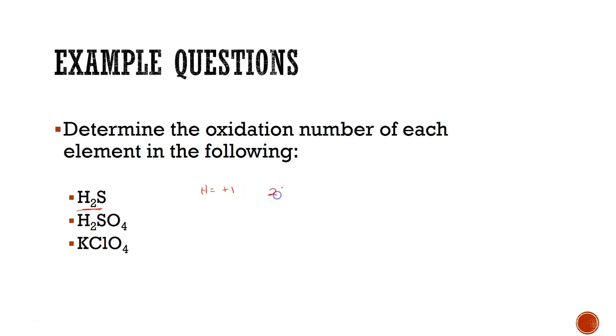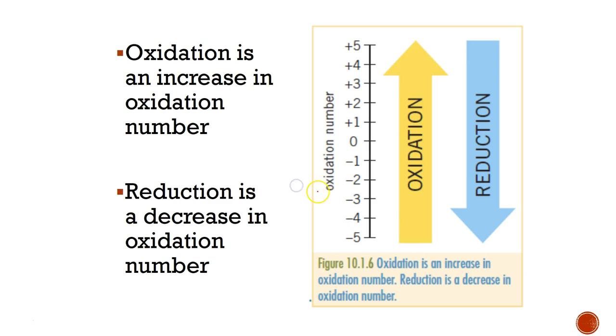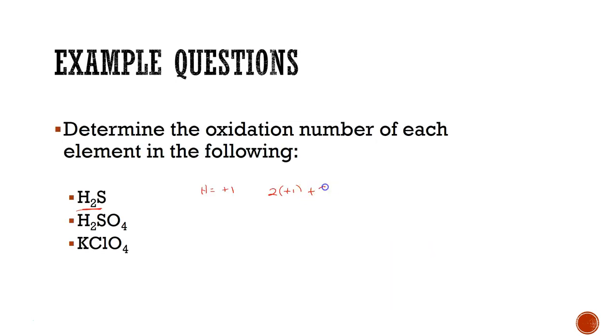So I'm going to have 2 lots of +1, plus my S is going to equal 0. So in this case, S must be equal to -2. Okay, so the oxidation state of sulfur in hydrogen sulfide is -2.